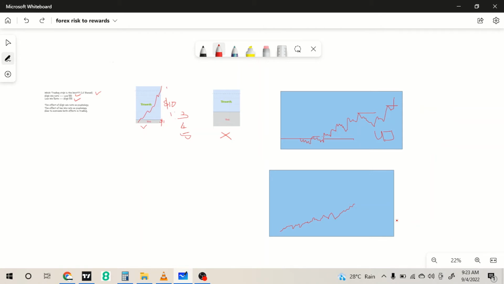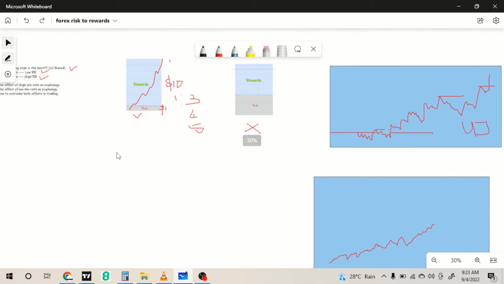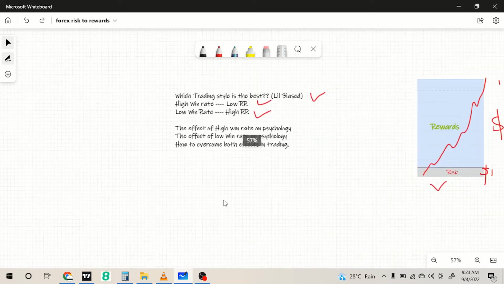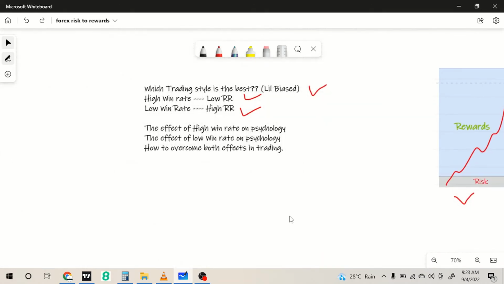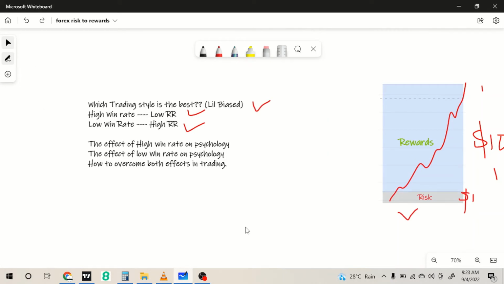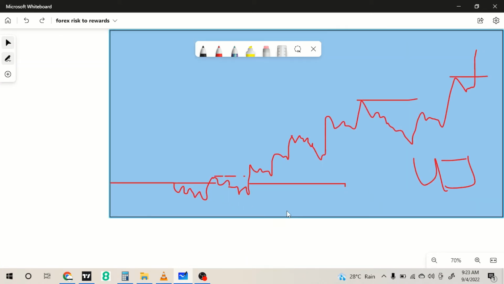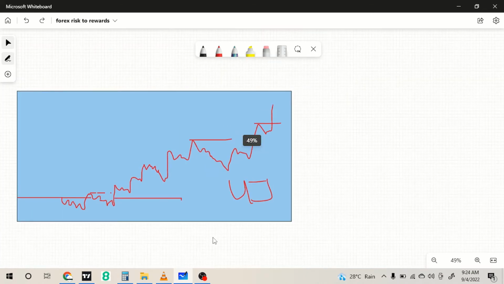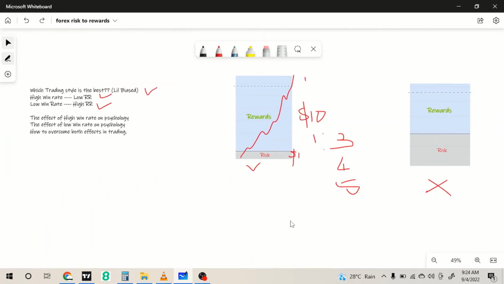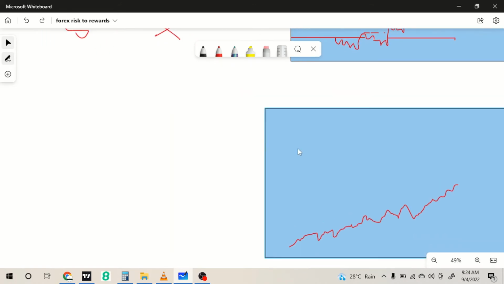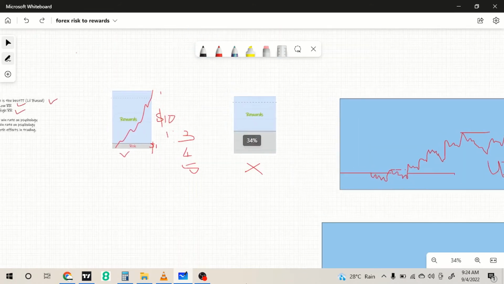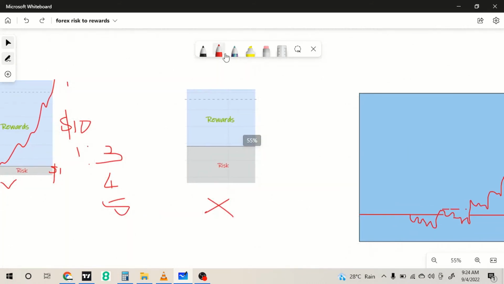Okay, now you can see the underlying facts here of what we're trying to discuss, which is the effect of high win rate on the psychology of a trader. Okay, so the effect of high win rates on the psychology of a trader. Now remember I said high win rates and then low risk to reward. Effect of high win rate. Okay, we're going to talk about the high win rate first of all, which is this stuff right here, the high win rates and low risk to reward.